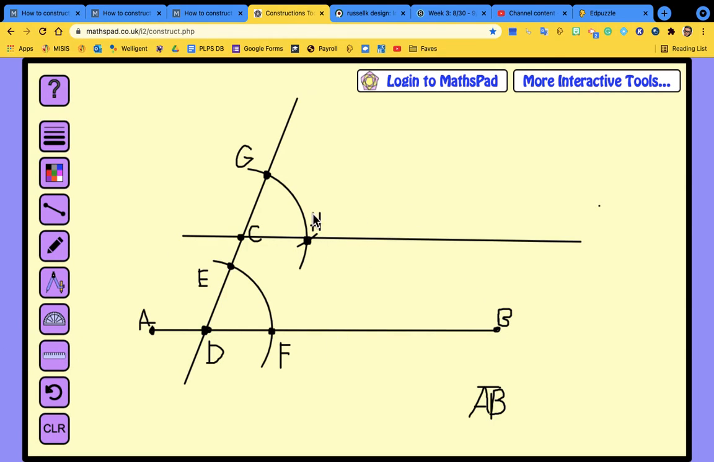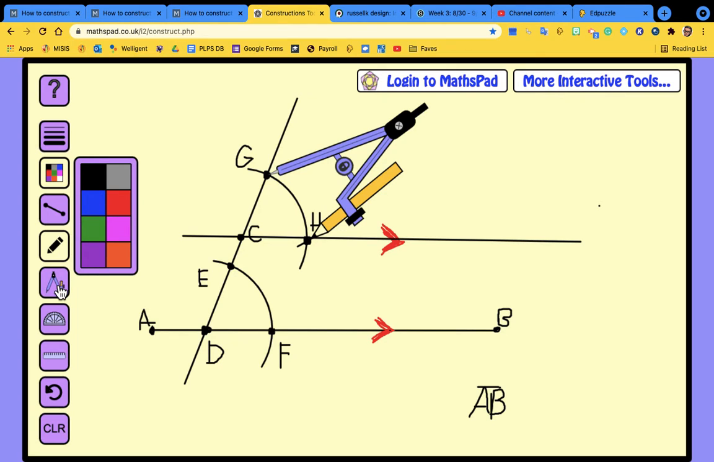So the idea here is I'm going to take my red and draw a little arrow right there on my line, and another arrow there on my line. So what this means is that CH, C to H, will go forever that way. A to B will go forever that way. And they will never touch, and that makes them parallel.